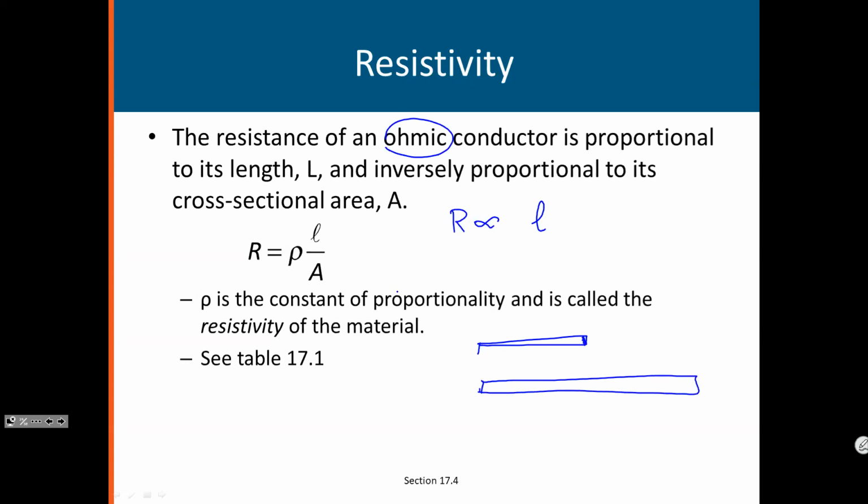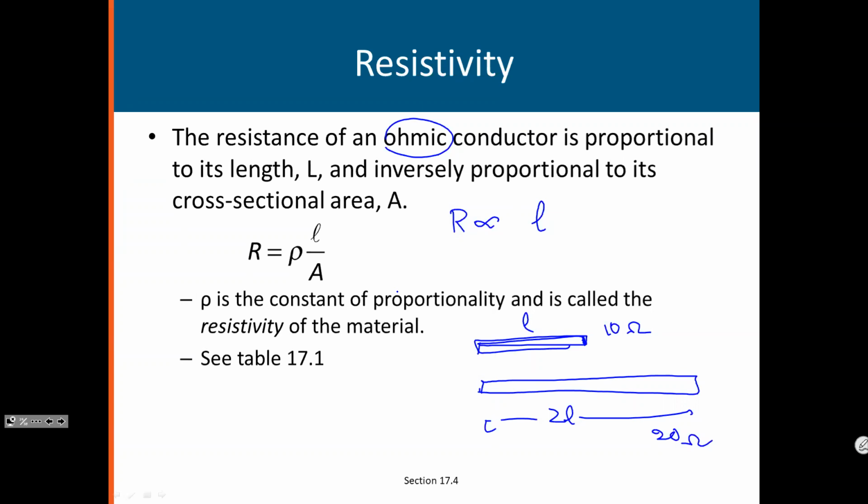If the resistance of this wire, of length L, is 10 ohms, say, for example, then this one of length 2L will have a resistance of 20 ohms, because we have doubled the length and we said the resistance is proportional to the length. That means the resistance will also double when you double the length. So that's the meaning of proportionality, linear proportion.